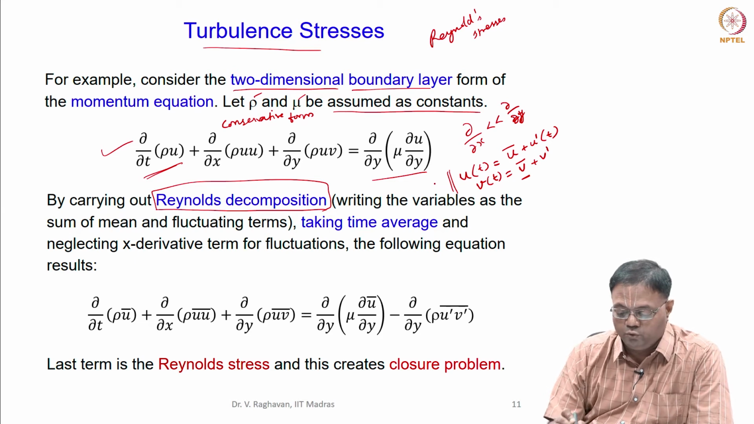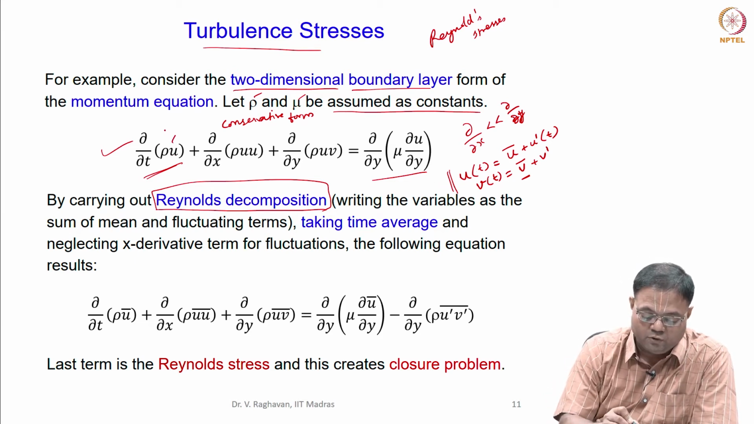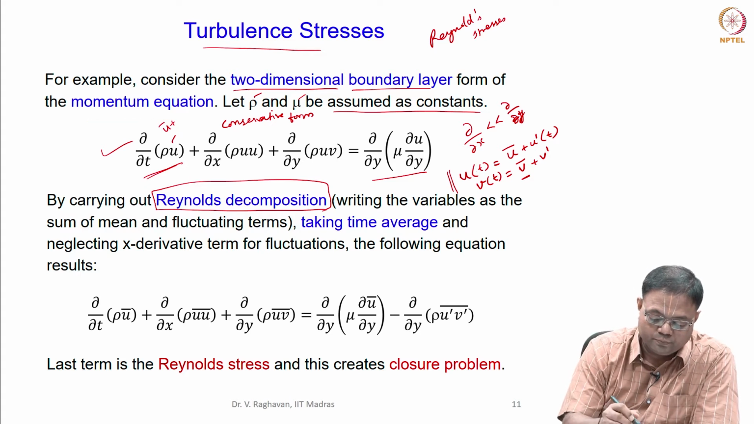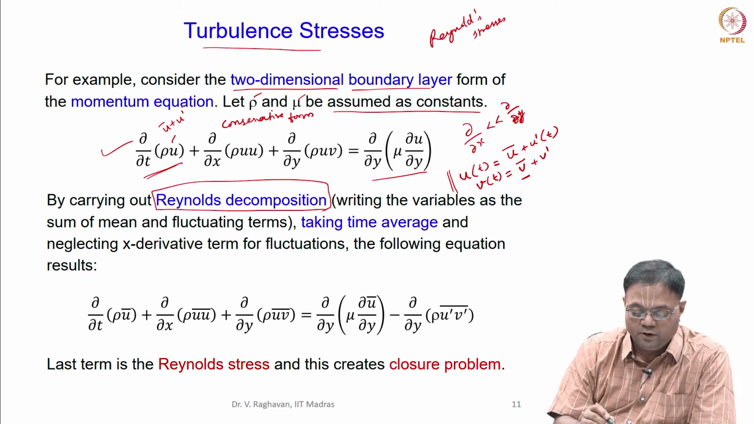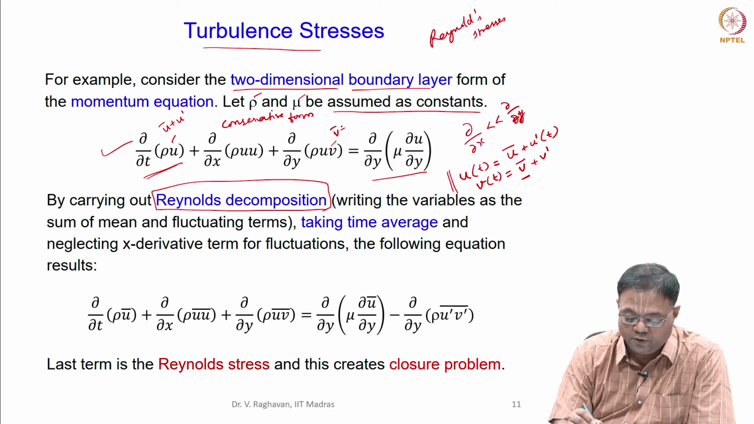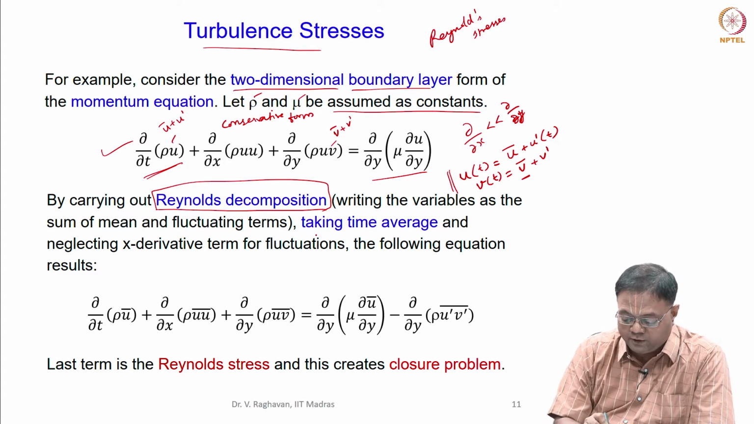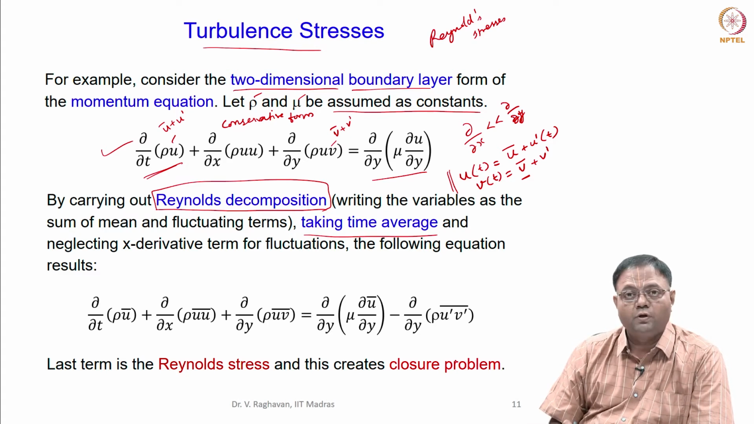for example, for u you substitute u bar plus u dash. So, here you have to write u bar plus u dash. Similarly, for v you can write v bar plus v dash. Then what you do is take the time average of the entire equation.